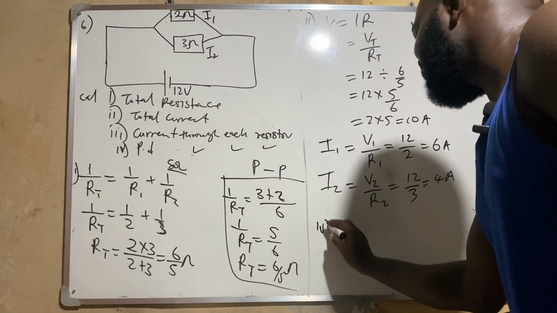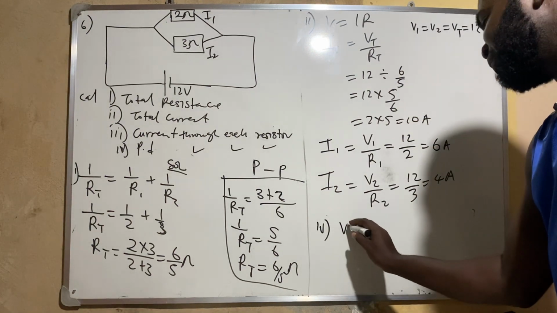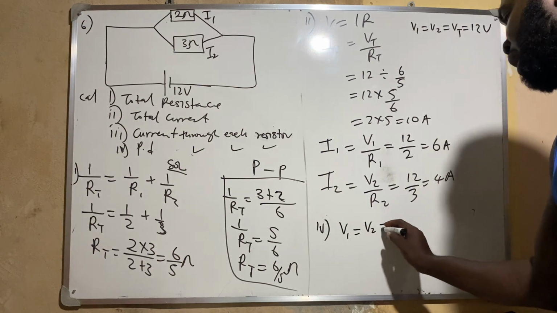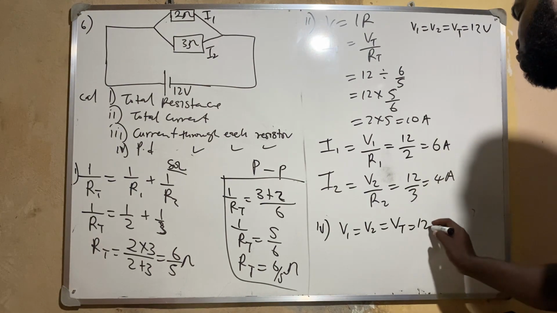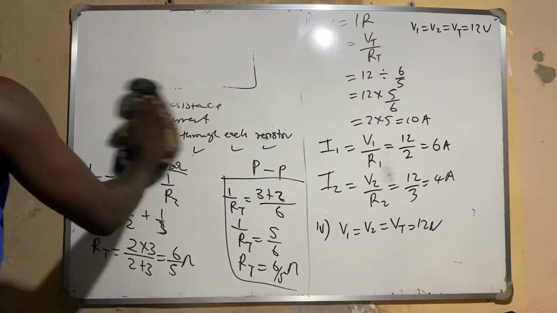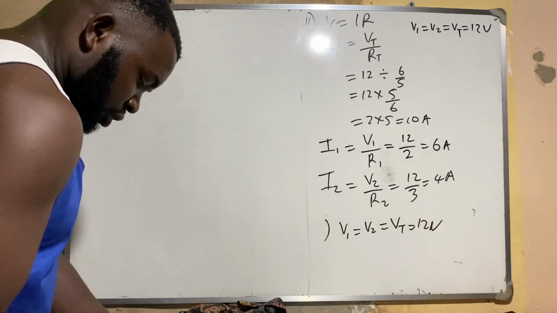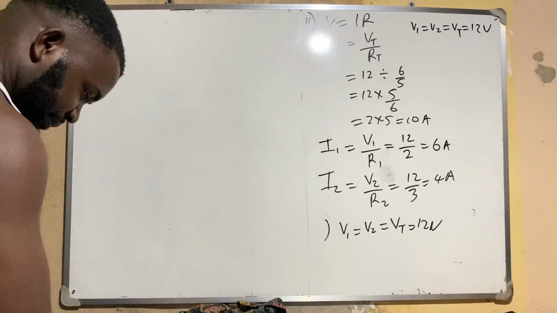The last part, they asked me, they say the potential difference across each of them. I will simply tell them that V1 must be equal to V2 and it must be equal to V total, which is 12 volts. Why? Because they are in parallel. It's a parallel arrangement.